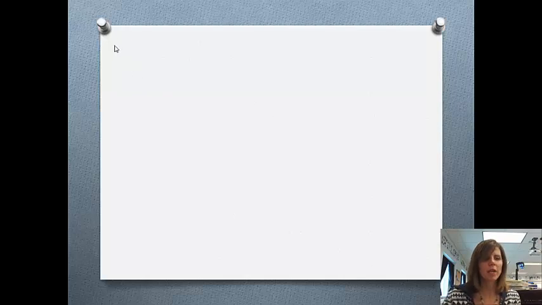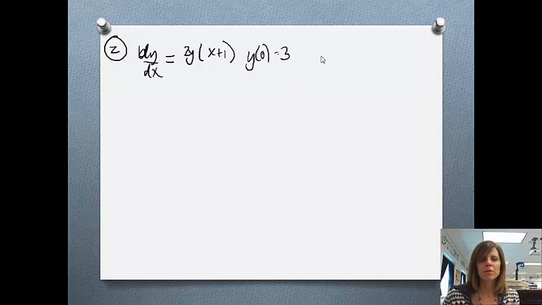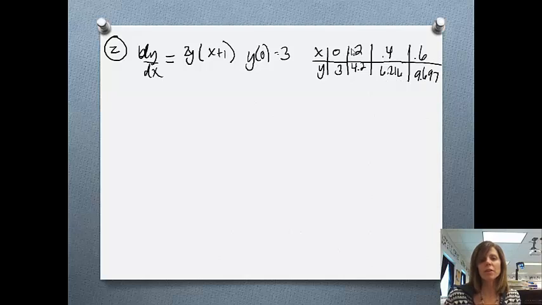Okay, I'm going to be taking example 2 that we did in the previous video. If you recall, it was dy/dx equals 2y times (x + 1). The initial condition was y(0) = 3. I'm also going to write down the approximations that we ended up with: 0, 3; 0.2, 4.2; 0.4, 6.216; and 0.6, 9.697. So again, what I'd like to do is compare the answers that we got to the actual particular solution so you can see how it actually works.